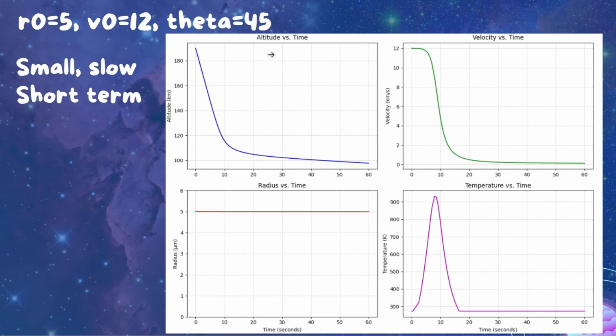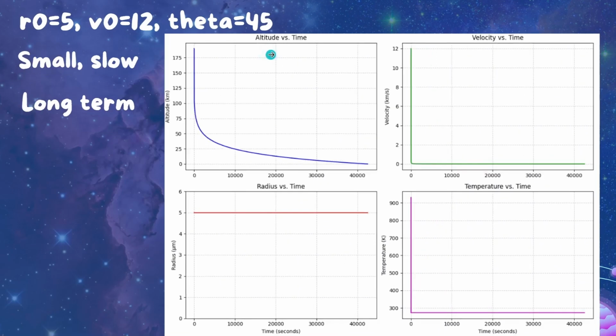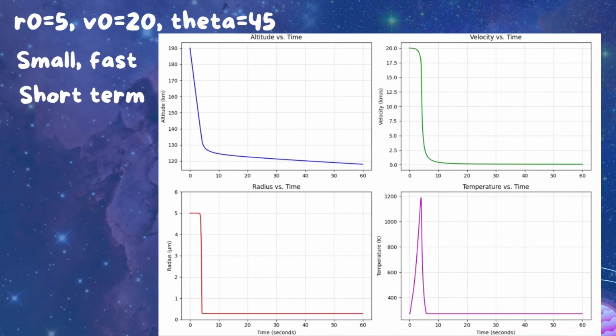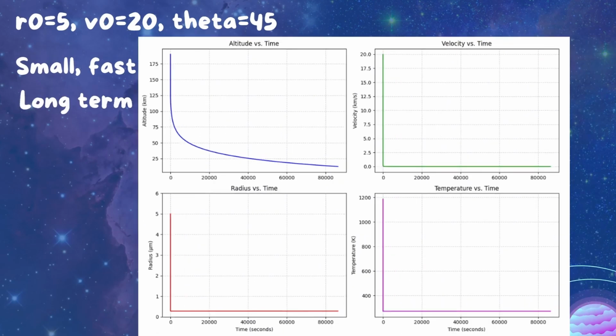The particle does not experience any mass loss. In the long term, this particle continues to descend. In the case of the same particle but with high velocity, it plunges straight down. After 5 seconds, the particle reaches an altitude of approximately 128 kilometers and is heated to a temperature approaching 1200 Kelvin. This causes the particle to lose significant mass, reducing its size to only about 0.3 micrometers. In the long term, this particle continues to fall slowly.